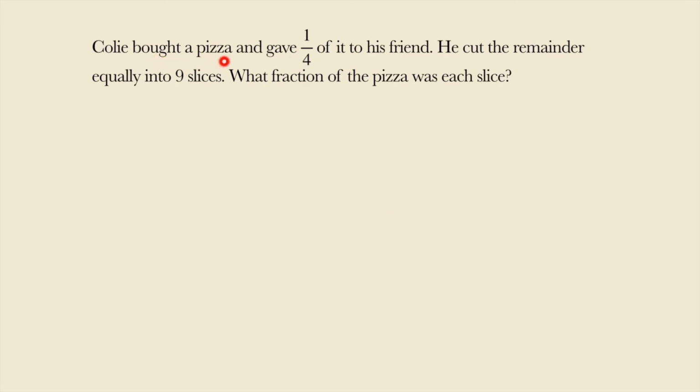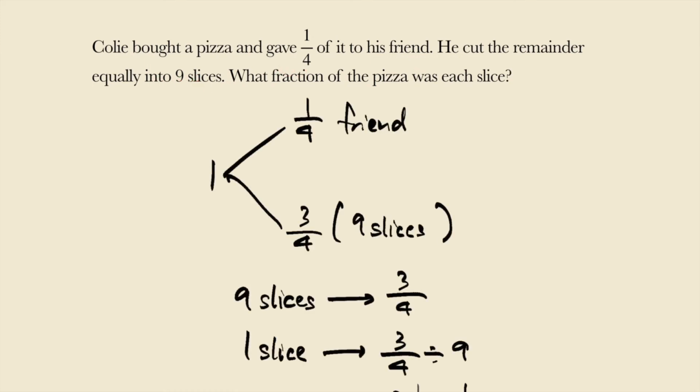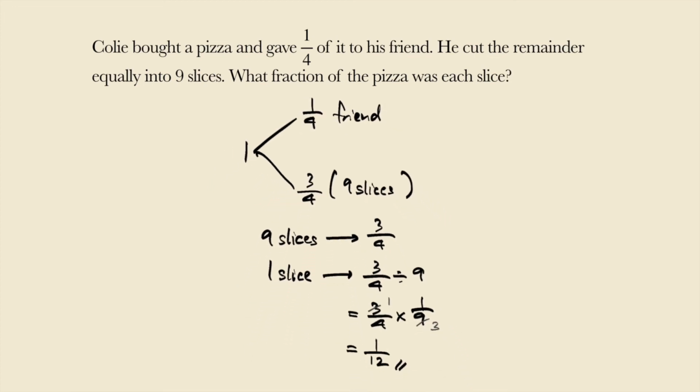Collie bought a pizza and gave 1/4 of it to his friend. He cut the remainder into 9 slices. Hang on, 1/4 given to friend. Doesn't that mean 3/4 of the pizza left? And this was divided by 9. Okay, let's do that. 9 slices represent 3/4. Each slice must be divided by 9. 3/4 divided by 9. So if you know your rules, you should get 1/12.